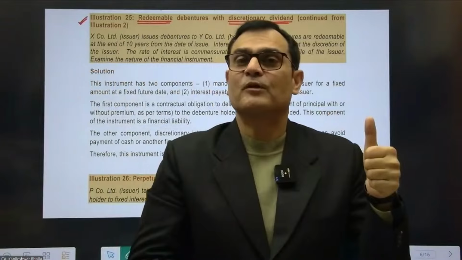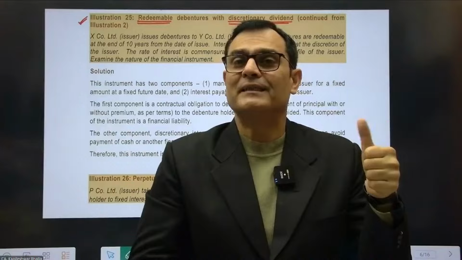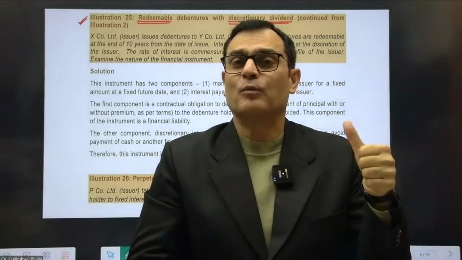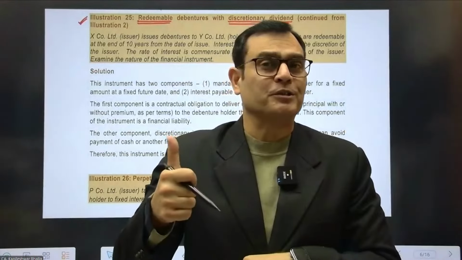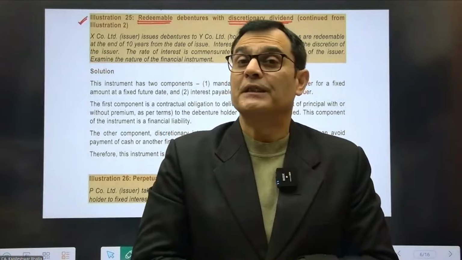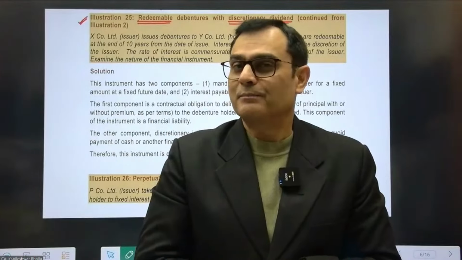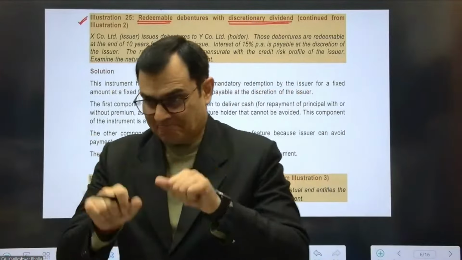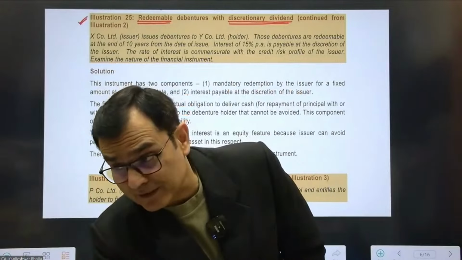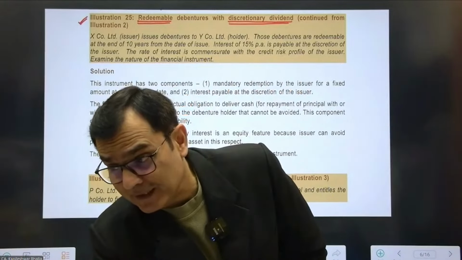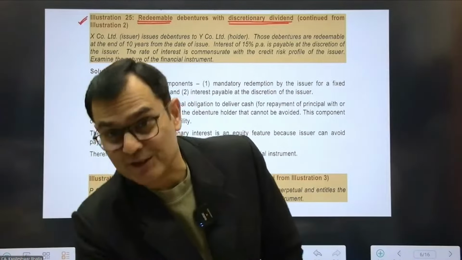Redeemable means the principal component is supposed to be paid 100% in cash, an unavoidable obligation. Discretionary means that that is supposed to be an equity element. So does that make it a CFI? That's brilliant indeed. We've done this illustration earlier as well, and I think I get wonderful answers on that.